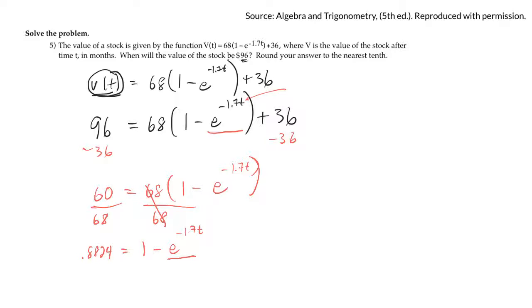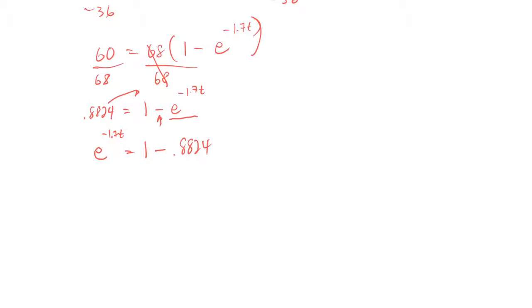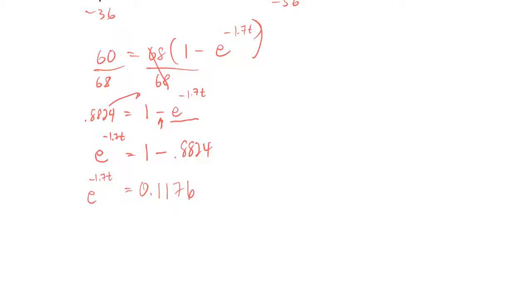So I need to get rid of the 1. Since this term is negative, though, I'm going to move it to the other side and make it positive. So instead of the negative, it turns out to be positive. I'll leave the 1 where it's at, and I'll move this to the other side, and so it'll be negative 0.8824. Hopefully that is working for you. Now I'll subtract those. Subtracting 1 minus 0.8824 gives you that.